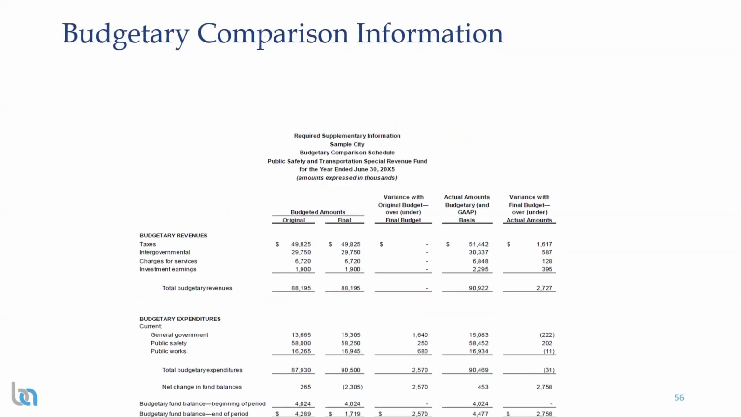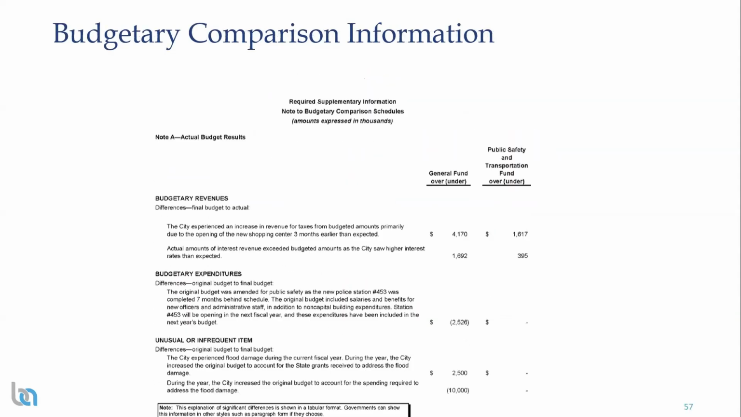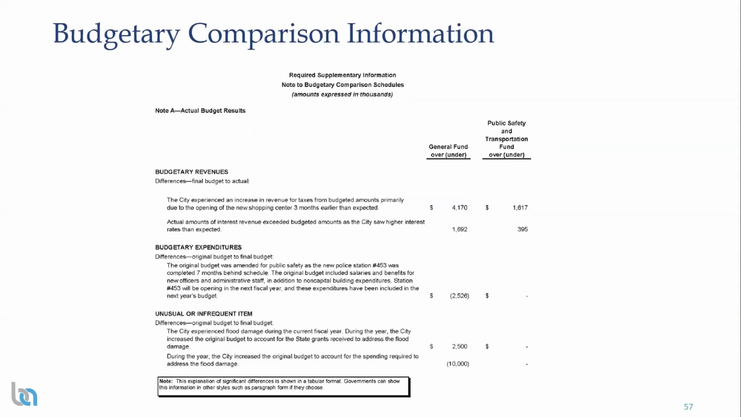And this is an example of another special revenue fund. And again, maybe smaller so you can see it better, the two variance columns. So that's the prescribed format now, and an explanation of why those variances exist, basically just describing what the variances are.